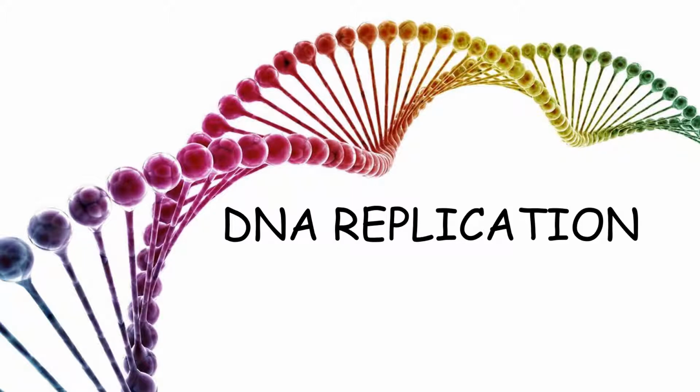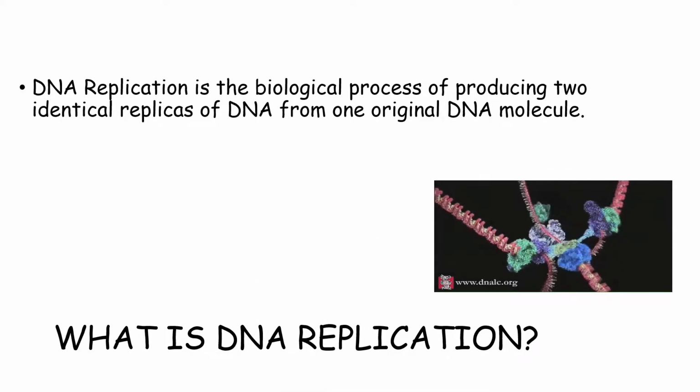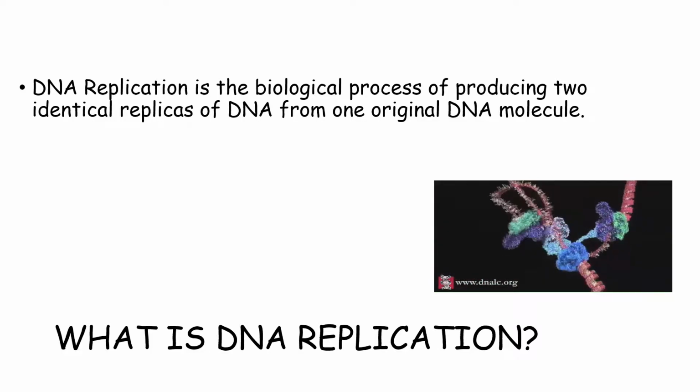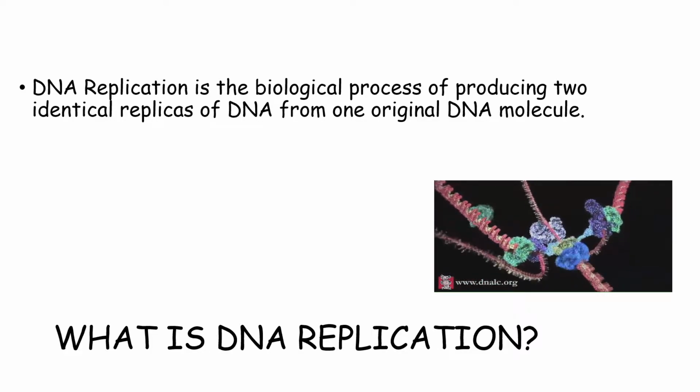DNA replication is the biological process of producing two identical replicas of DNA from one original DNA molecule. DNA replication takes place in the nucleus of eukaryotic cells and in the cytoplasm of prokaryotic cells, because as we know, prokaryotic cells contain no nucleus.